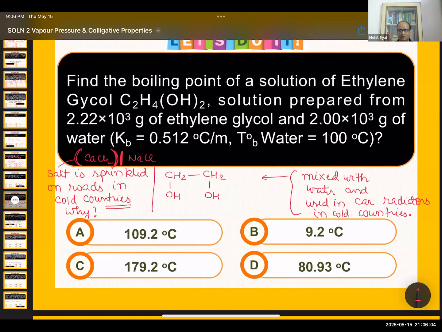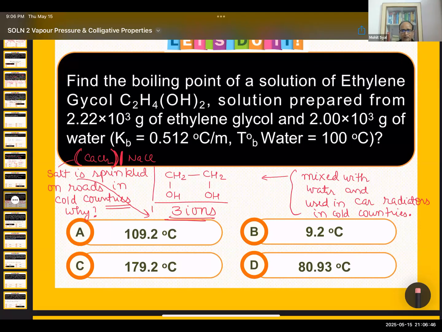Are you getting my point or not? Yes, sir. Because CaCl2 has three ions. Got it? CaCl2 is having three ions. So the i value is 3 and delta TF, the lowering of freezing point, will be more, and thus it is better for lowering the freezing point and better for preventing the formation of ice on roads.